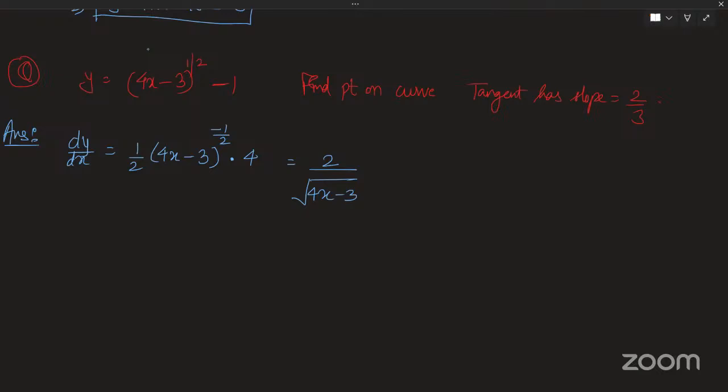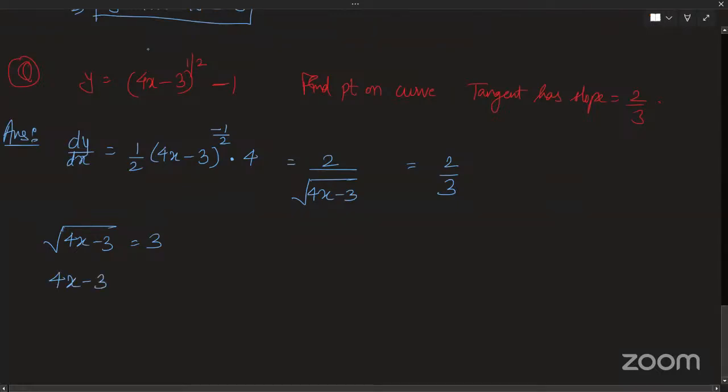So I know that dy by dx is the slope, and the value of slope is given to me as 2 by 3, right? So I'll get it like this. So square root of 4x minus 3 is equal to 3. If I square on both sides, 4x minus 3 will be 9. So 4x is 12. So x is 3, right?